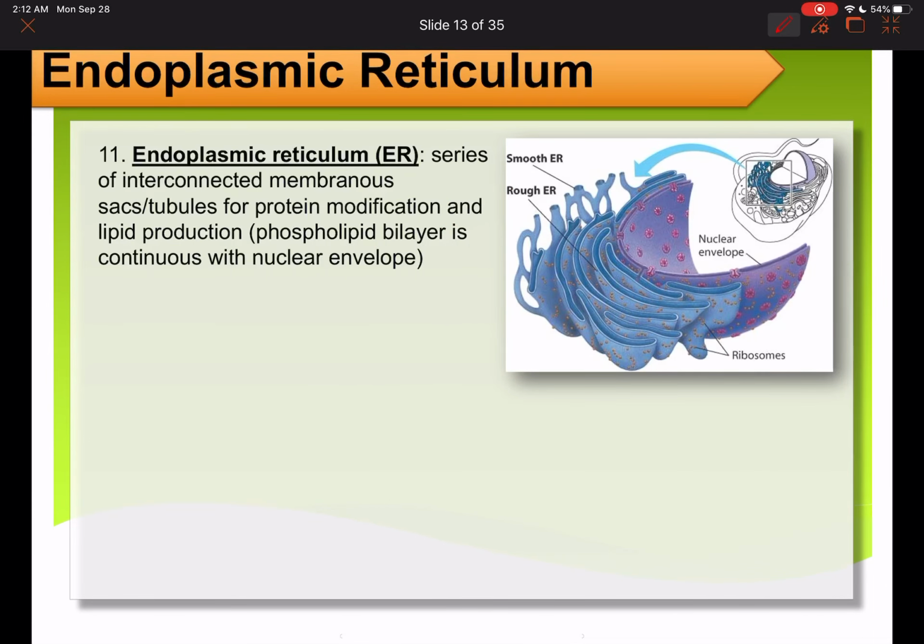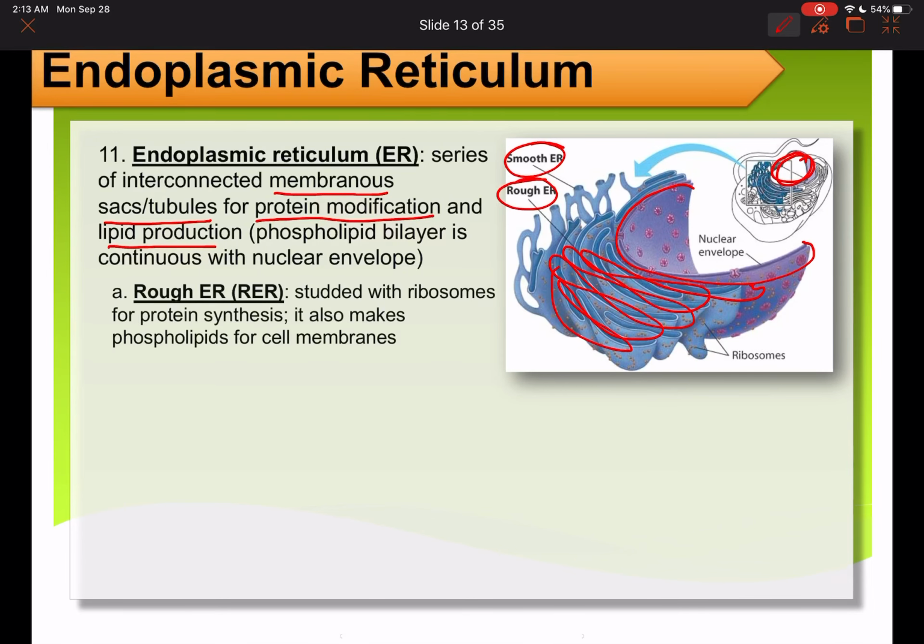So the endoplasmic reticulum, known as the ER for short, is really just a series of interconnected membranous sacs or tubules that serve the purpose of protein modification and lipid production. And the phospholipid bilayer is actually continuous with the nuclear envelope. Okay, so we go from the center of the cell where the nucleus was, and radiating out from the nucleus are these sacs. And the first that comes out of it is the rough ER, followed by the smooth ER.